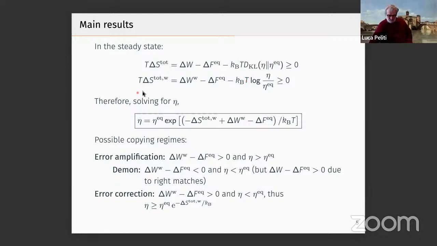In particular, if we look at the entropy production per incorporated wrong monomer, what we have is essentially the same contribution, but here we have only the contribution to the Kullback-Leibler divergence of the wrong monomer itself, that is given by the log of the ratio of the error rate with respect to the equilibrium error rate.